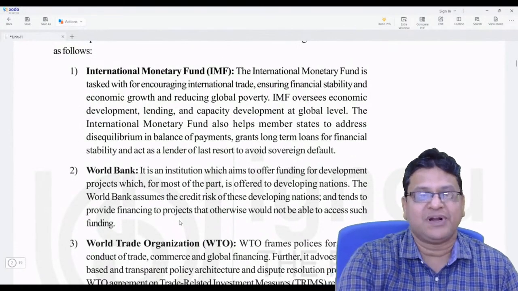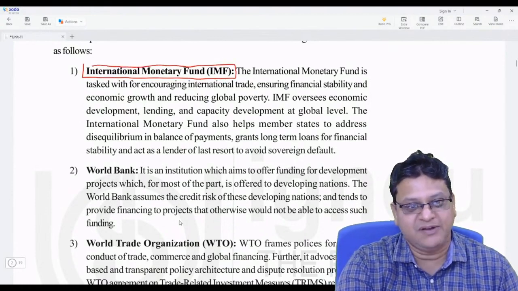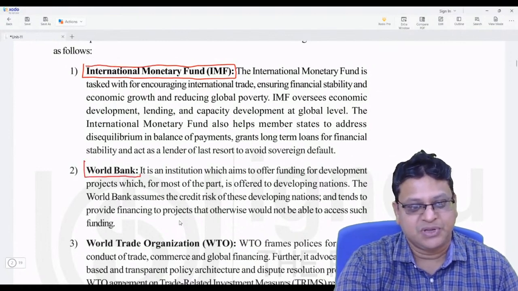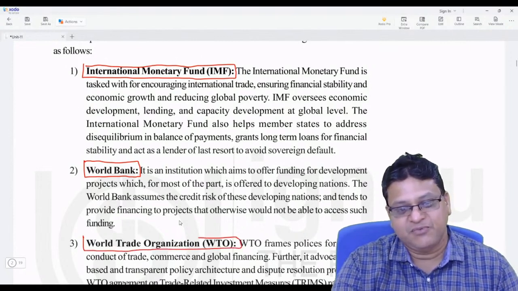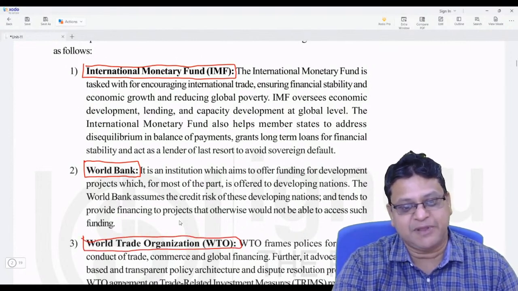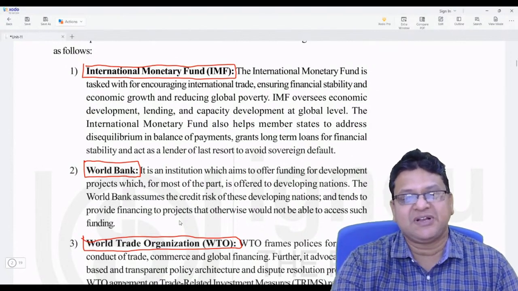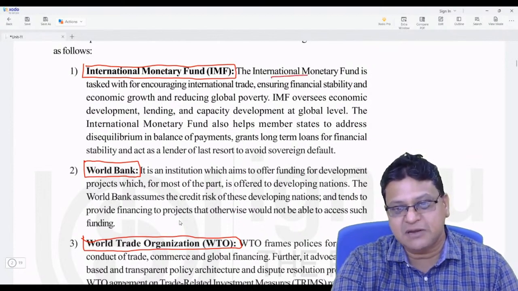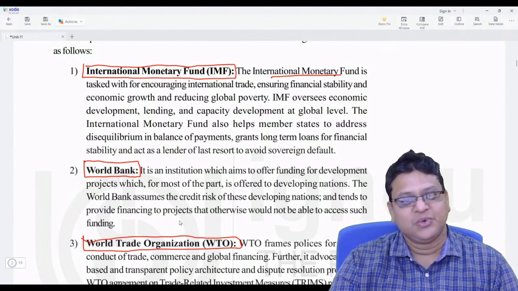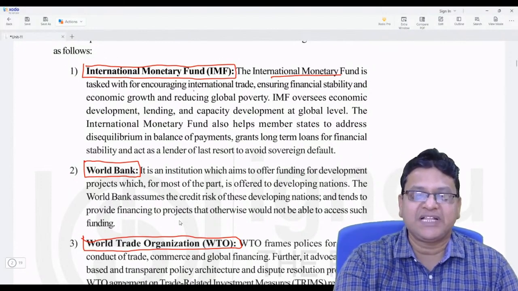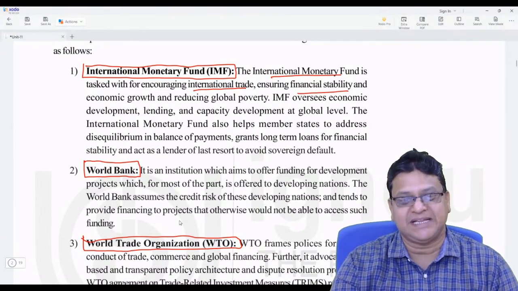What is IMF? What does it do? What is its function? We'll discuss what World Bank is, what its function is, and we'll discuss WTO, World Trade Organization. First, we'll discuss what IMF is. IMF denotes International Monetary Fund. It's a fund which is created for encouraging international trade and ensuring financial stability.